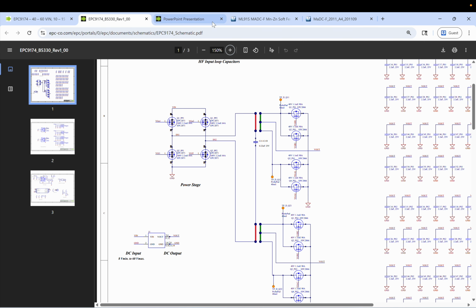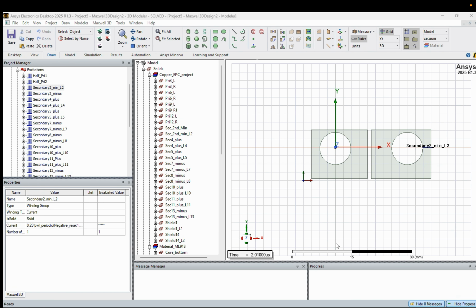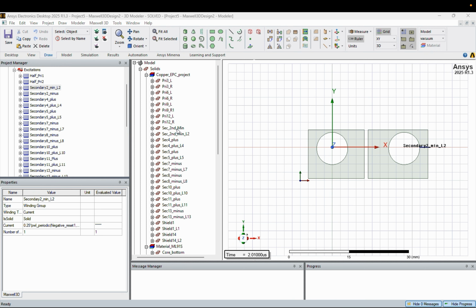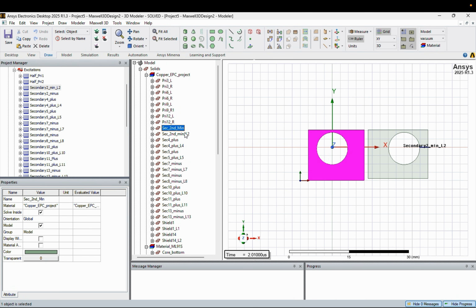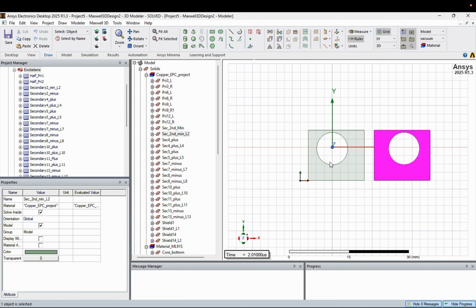I clearly followed exactly these steps in creating the current direction, the coil terminal. That's how I did second minus on the same layer. If I just do and show, yes, this is 1, this is 2. Min means minus, and this is plus plus plus minus minus minus, and that's how I did it.